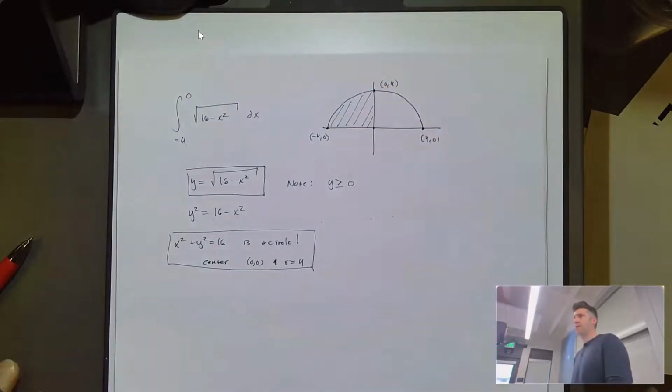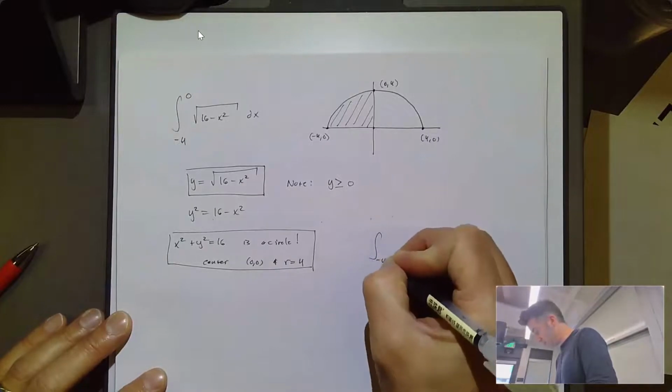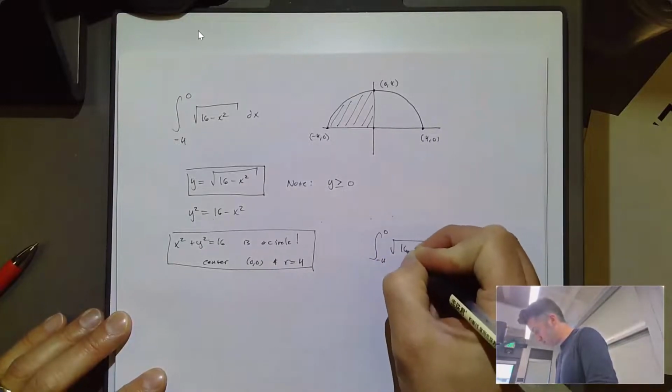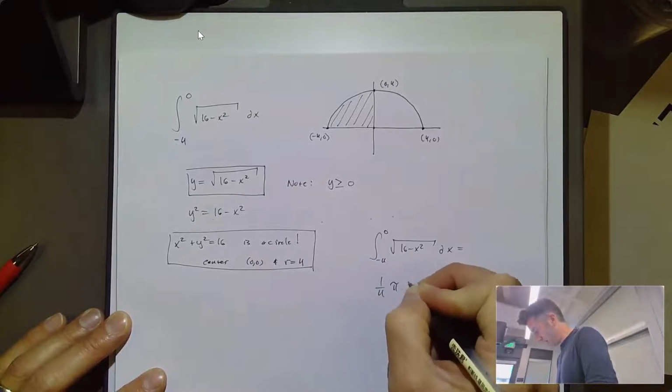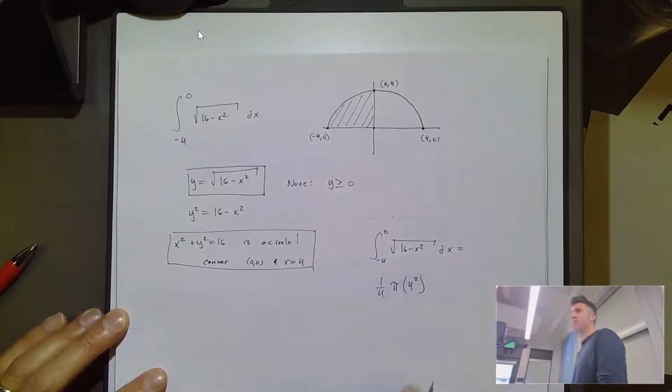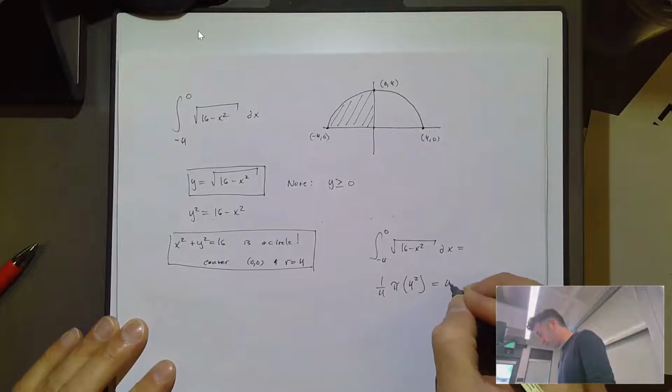Well, great. I know how to find the area of 1/4 of a circle. That area is going to be 1/4 pi times the radius squared. Because the area of a circle is pi r squared. So the area of 1/4 of it is 1/4 pi r squared. And that's going to end up being 4 pi.